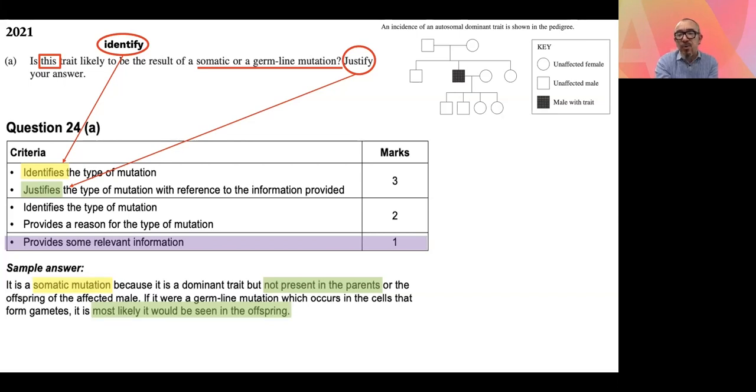And again, looking at how that question then marries up with the marking criteria, no surprises. Look what we have there. In green, the student for 3 marks needed to justify the type of mutation with reference to that pedigree. And so you need to first up commit to identify whether it was or wasn't a somatic mutation, and it actually is a somatic mutation, and importantly, it is not present in the parents or the offspring of the affected male.